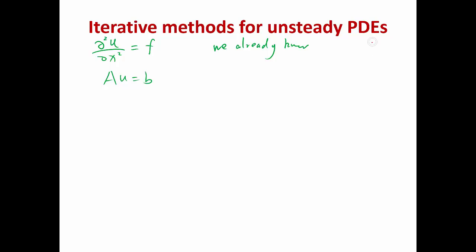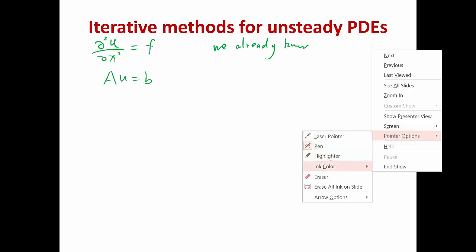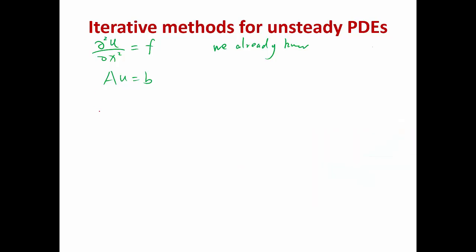Now let's talk a little bit about how we use multigrid to solve unsteady equations. I'm going to give two examples. One is partial u partial t equal to partial square u partial x square. Another example is partial square u partial t square equal to partial square u partial x square. This one is a hyperbolic equation. This one is a parabolic equation.